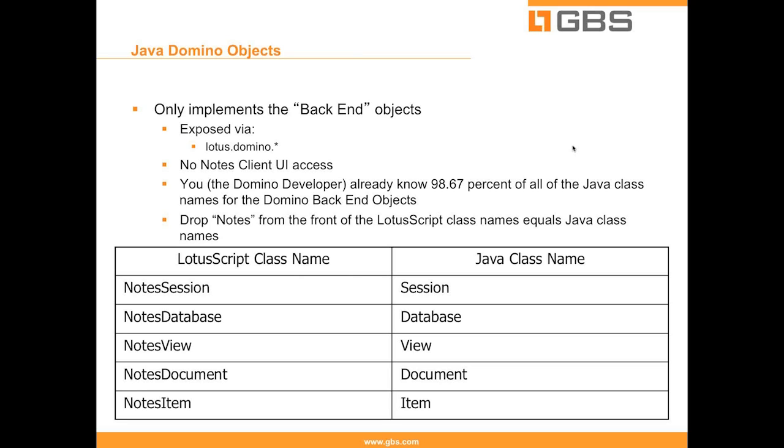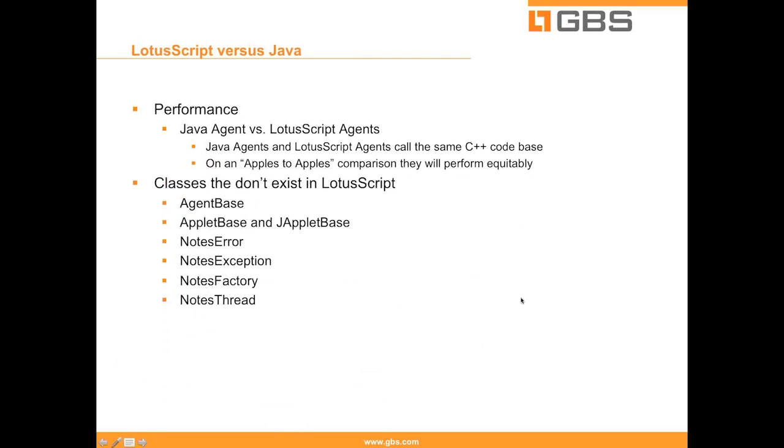The thing to understand about the differences is we only have access to the back-end objects. In other words, there are no UI components. We don't have any access to the equivalent LotusScript UI workspace classes. We only have access to the back-end stuff. You, the Domino developer, already know 98.67% of all the Java class names, because if you just drop Notes from the LotusScript name, you automatically have the Java class name. The only difference is, yes, they are case sensitive.